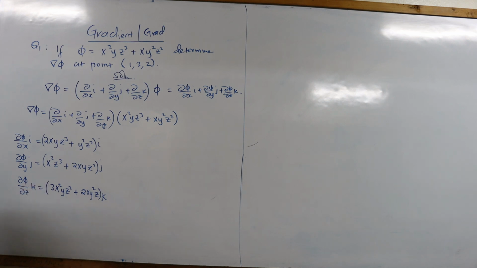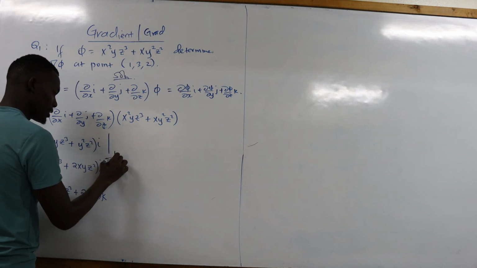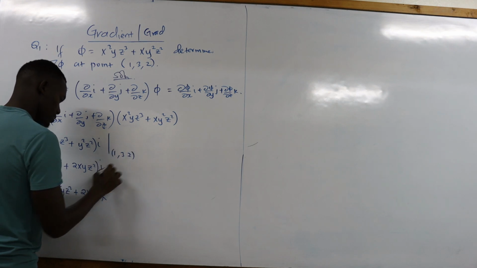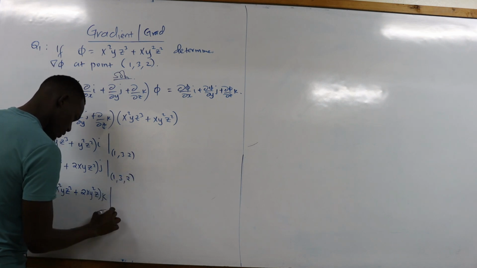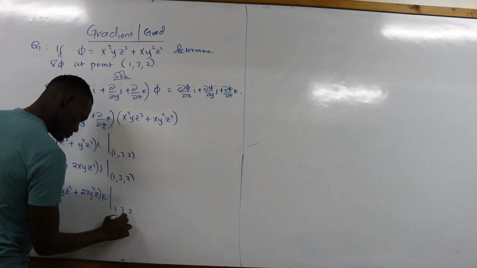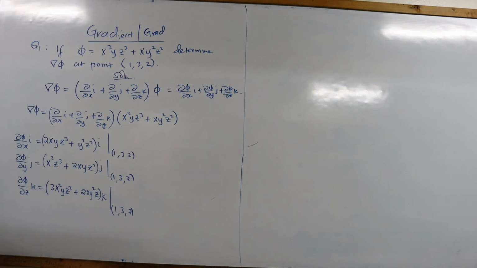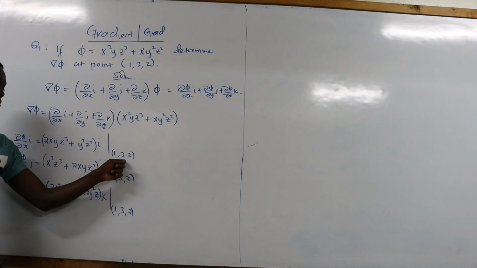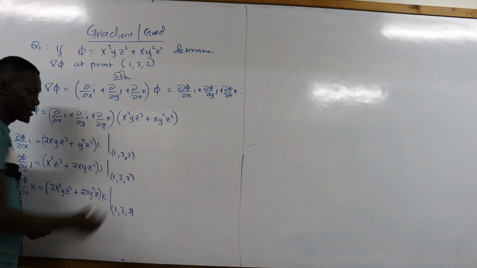But now we have been told to find the values at point 1, 3, 2. Right, together, at point 1, 3, 2. Now I'll do it here. So what does this mean? Where I have an x, I put 1. Where I have a y, I put 3. Where I have a z, I put 2. So that is just what we're going to do.